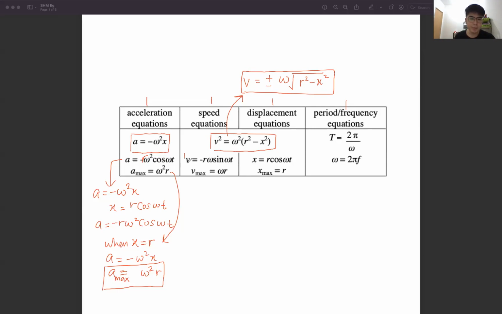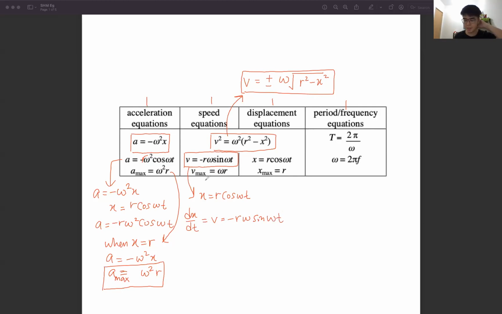And then this one probably you already know. This is from differentiating the x, right? So we have x equals to r cos omega t. If we take dx/dt, we get v equals to minus r omega sine omega t.